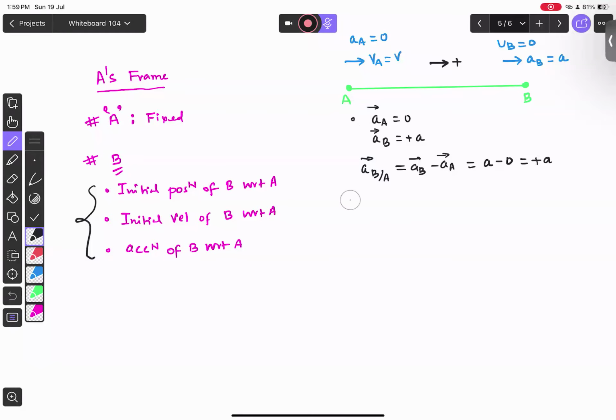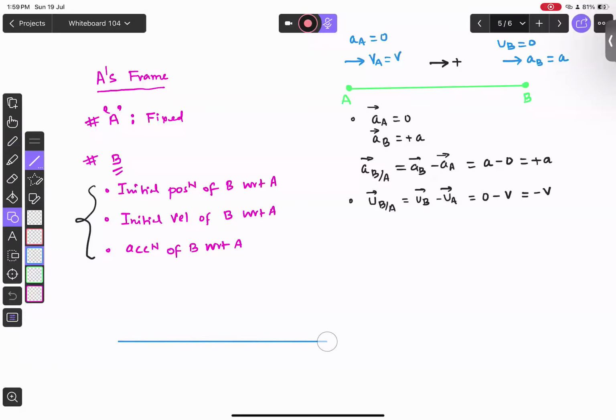Next, we will find the initial velocity. So the initial velocity of B with respect to A will be the initial velocity of B minus the initial velocity of A. Initial velocity of B is 0 and velocity of A is always v. So I'll write v. So what we get is the initial velocity of B with respect to A is minus v. Now I'm going to sit in the place of A and literally think A is not moving, and we will provide B with the relative velocity and acceleration.